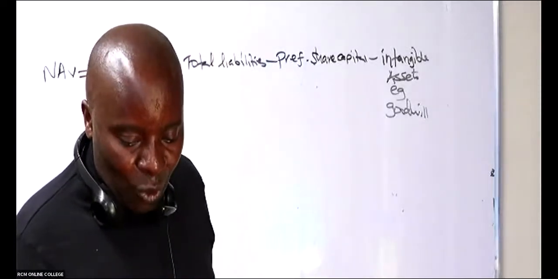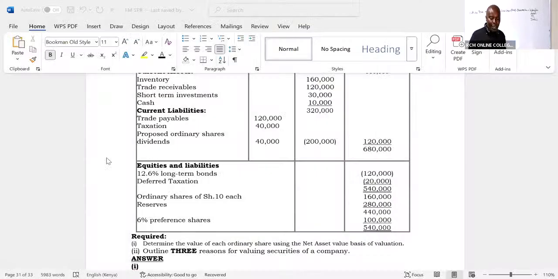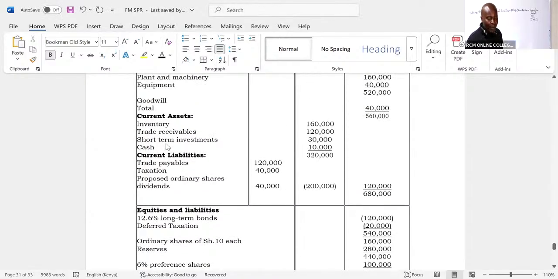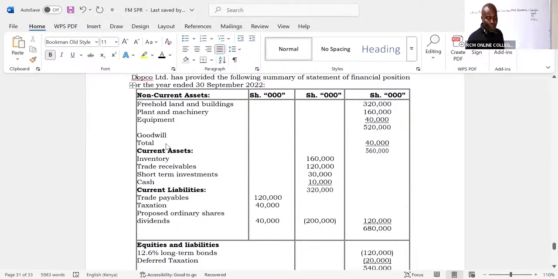So then let's move slowly, and try to tackle this question, ladies and gentlemen, as a quick recap of what we were doing in our last class. We're looking at the balance sheet, basically net asset value. I can see the total non-current assets here, 560,000. So I'm adding all the assets. Total non-current assets, 560,000, plus, ladies and gentlemen, the current ones, adding to 320,000, to get the total assets.